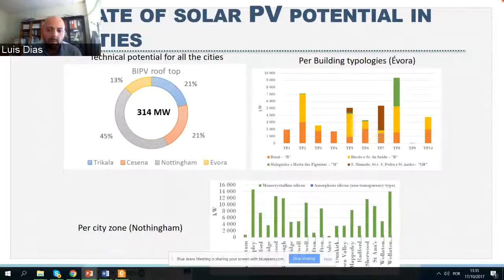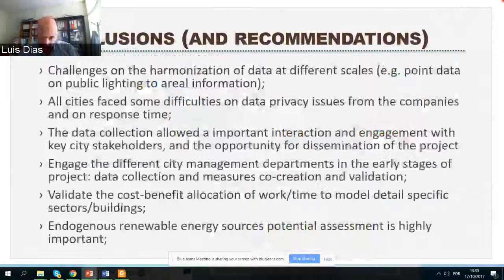More information is available in the work package deliverables on the InSMART website. I just want to show some of the results. Here are some technical potentials for PV for each of the cities, and also by building typology and by city region.